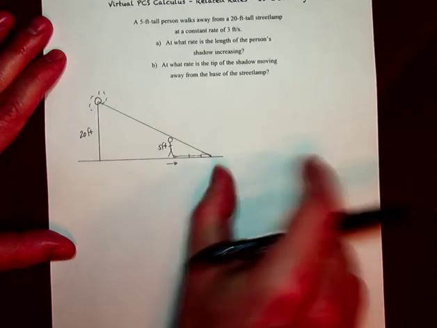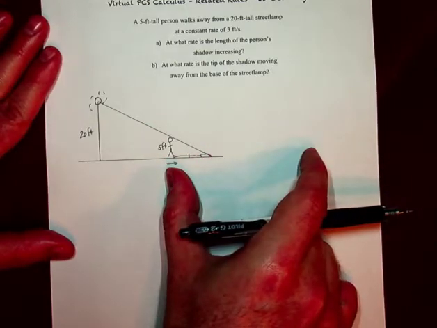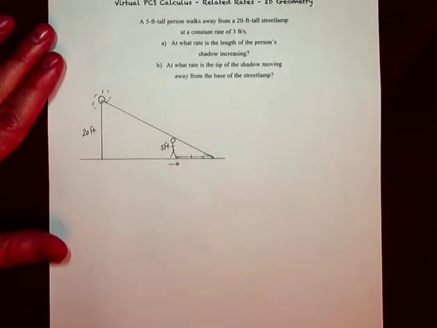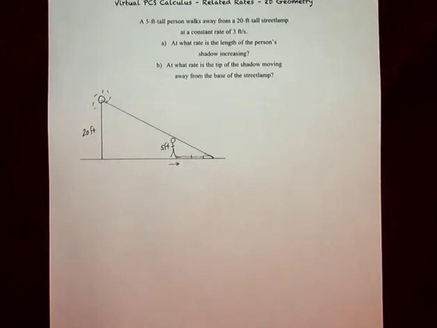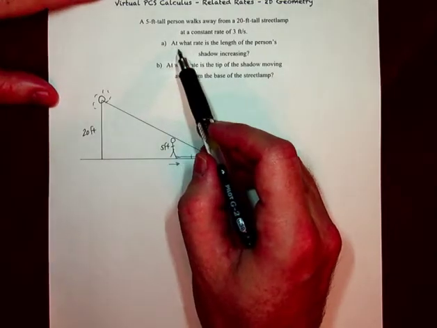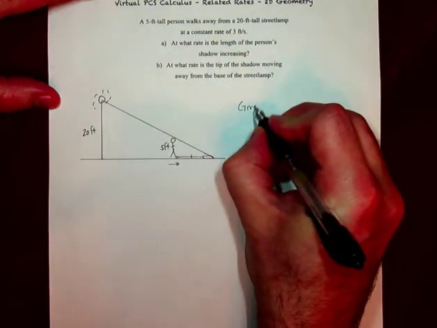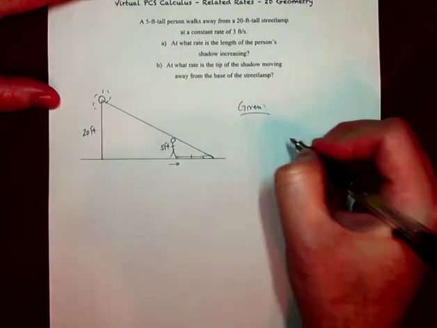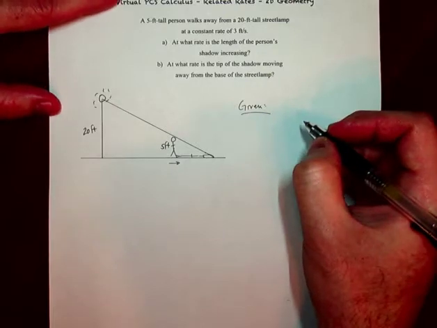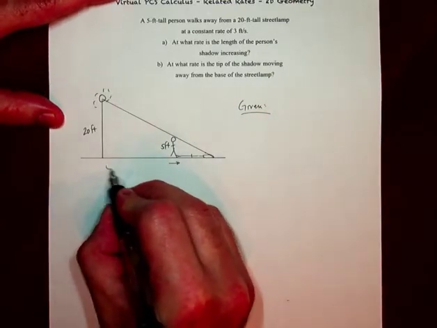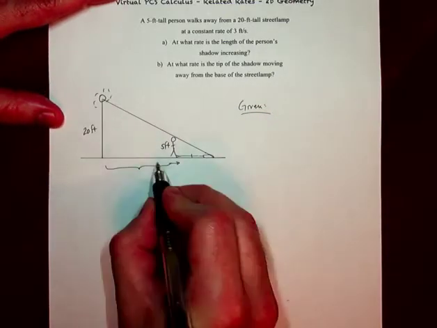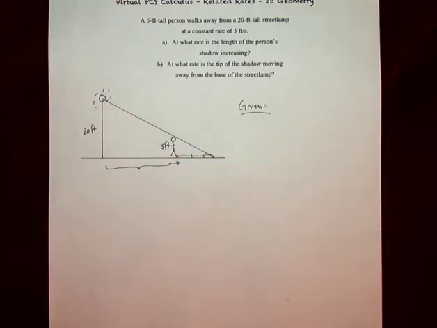But also, if a person's out here, the shadow's also going to lengthen, okay? Now, they want to know, right? Actually, let's go ahead, just one thing real quick. Given is the fact that the person is walking away at 3 feet per second. So the distance between the person and the lamppost is lengthening at 3 feet per second.